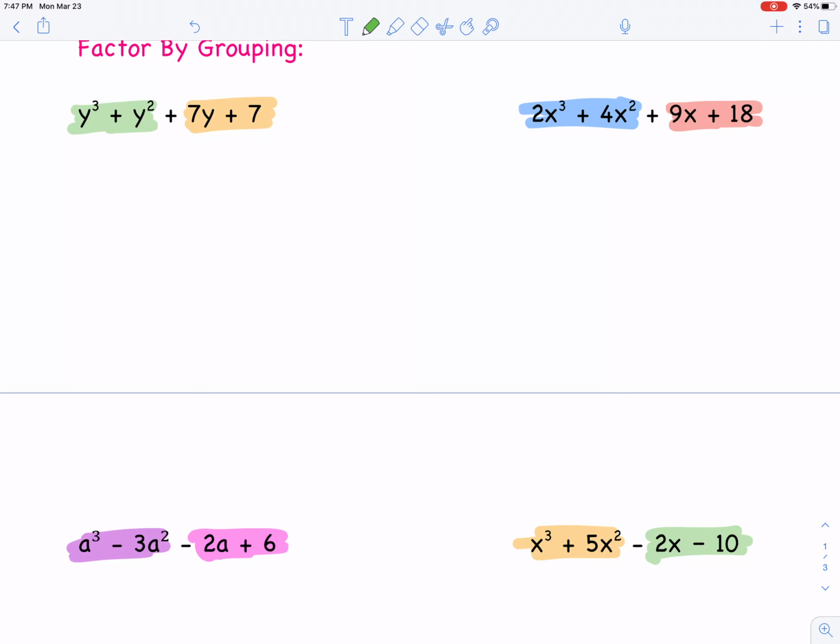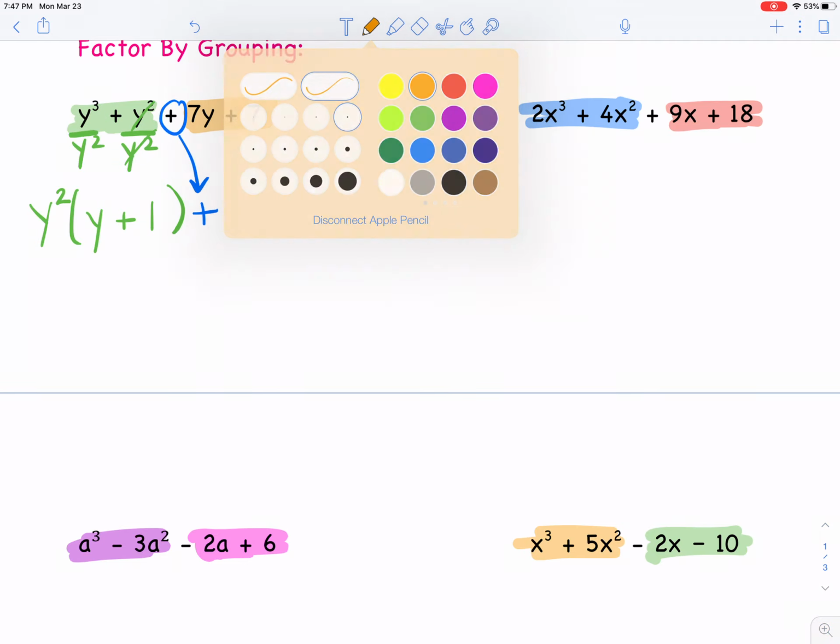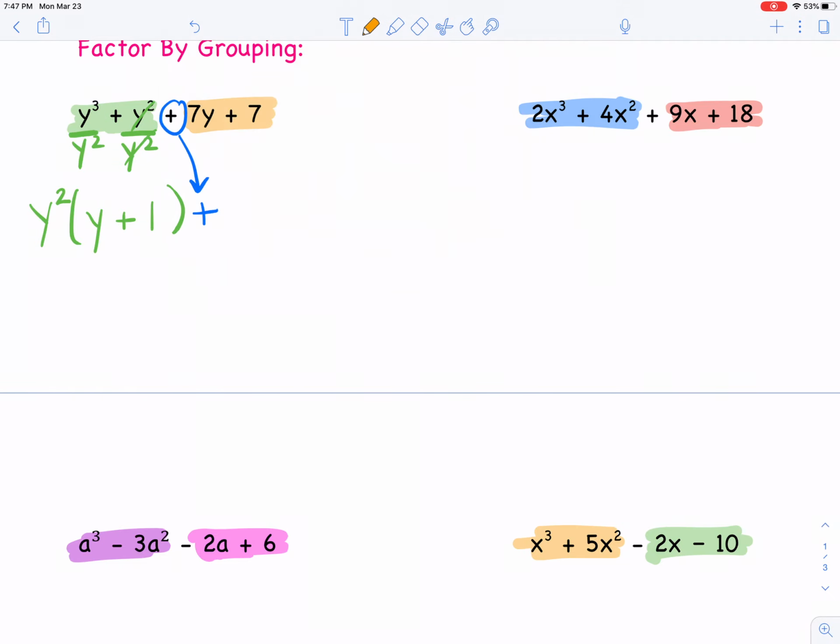So for the first group here, I could factor out a y, because they have a common base of y, the lower exponent is squared. So I'm going to divide both of these terms by y squared. Divide, so I'm going to keep the base and subtract, giving me y, plus y squared divided by y squared is 1. Don't forget, anytime you divide something by itself, it gives you 1. Bring down the sign between the two groups always. Should always have a sign between the two groups.